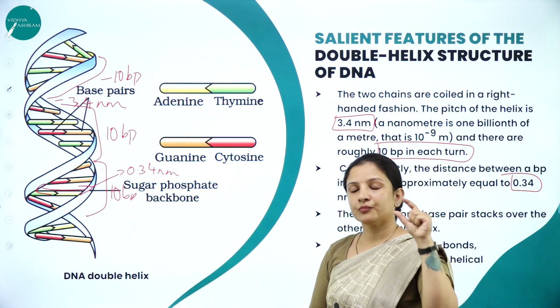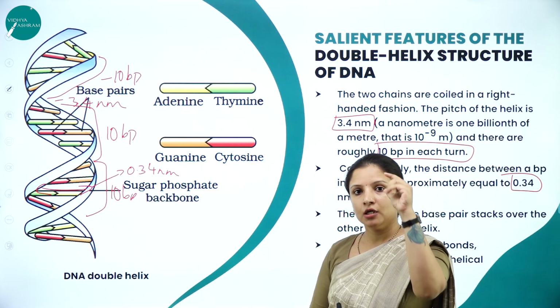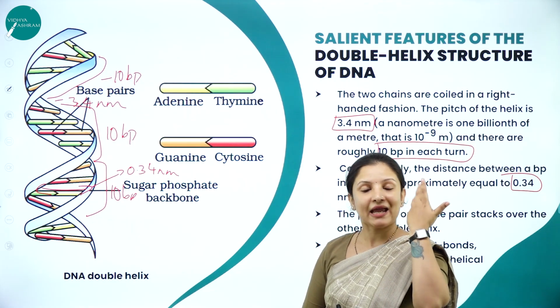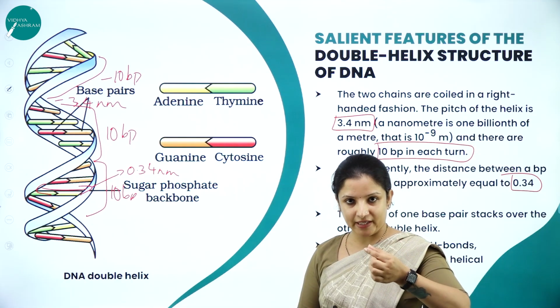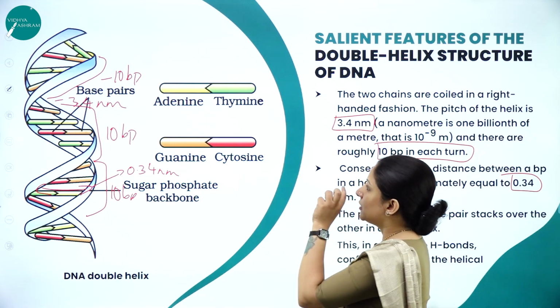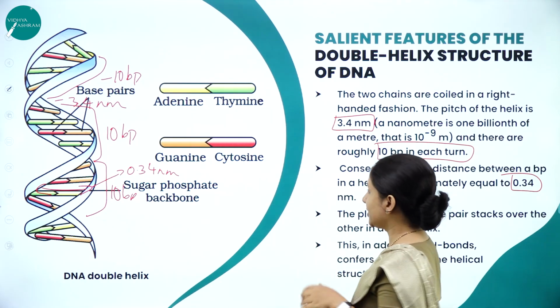So this is about the length, the distance and the pitch of the DNA, or at what length the coiling has to occur. So where exactly can the coiling happen? Anywhere it wants? No. After every 10 counts of the nitrogenous base, the coiling will occur. So it is about 10 base pair, after every 10 base pair.